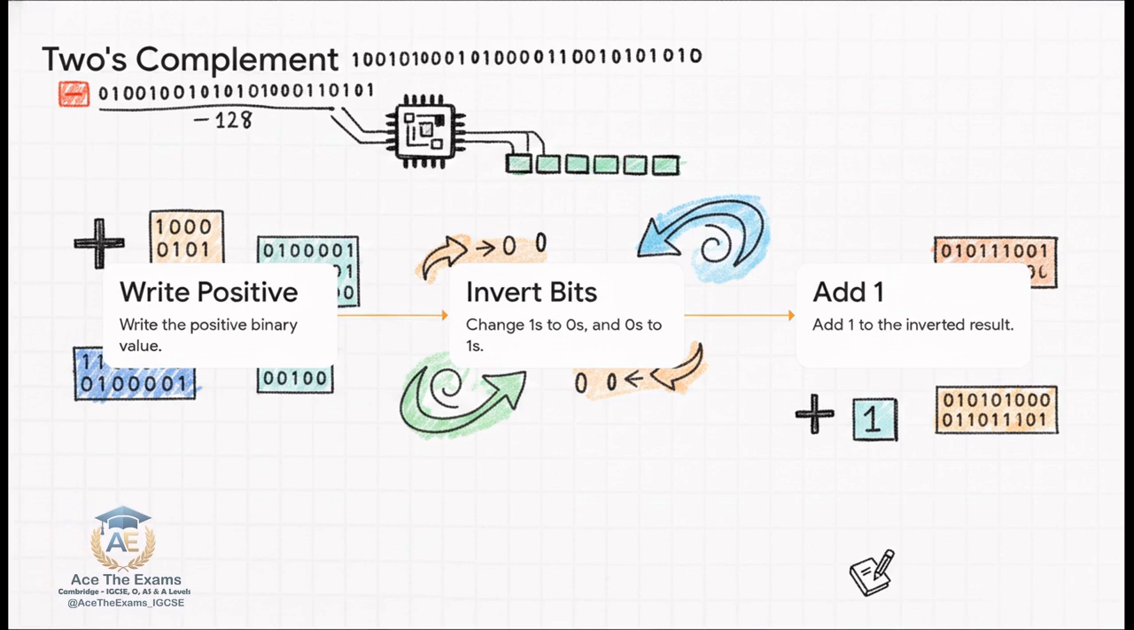Step 1. Simply write out the positive binary value of the number. Step 2. Flip all the bits. Invert every single 1 to a 0 and every single 0 to a 1. Step 3. Take that inverted result and simply add 1 to it using the binary addition rules we just talked about. That's it. If you use this exact 3-step method on your exam paper and physically write out each step, you will beat the examiner at their own game every single time.